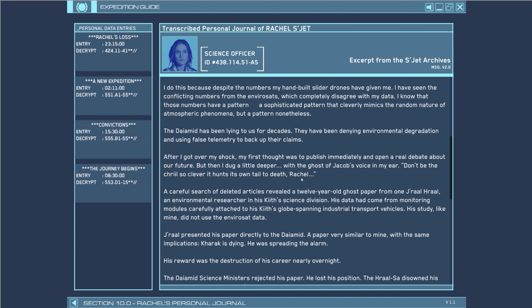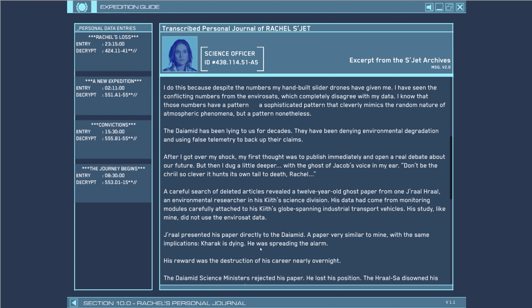A careful search of deleted articles revealed a 12-year-old ghost paper from one Jral Haral, an environmental researcher in his Kith's science division. His data had come from monitoring modules carefully attached to his Kith's globe-spanning industrial transport vehicles. His study, like mine, did not use the Envirosat data. Jral presented his paper directly to the Diamond, a paper very similar to mine with the same implications. Kharak is dying. He was spreading the alarm. His reward was the destruction of his career nearly overnight.